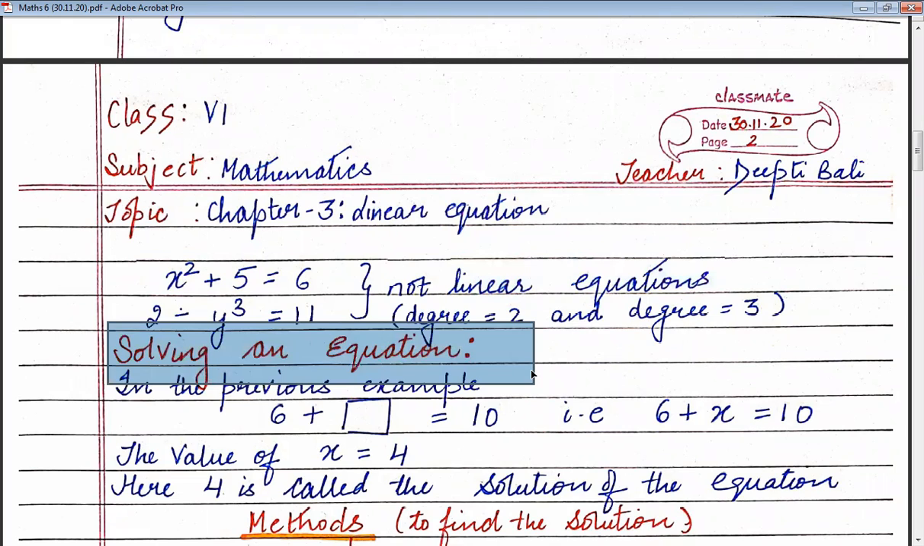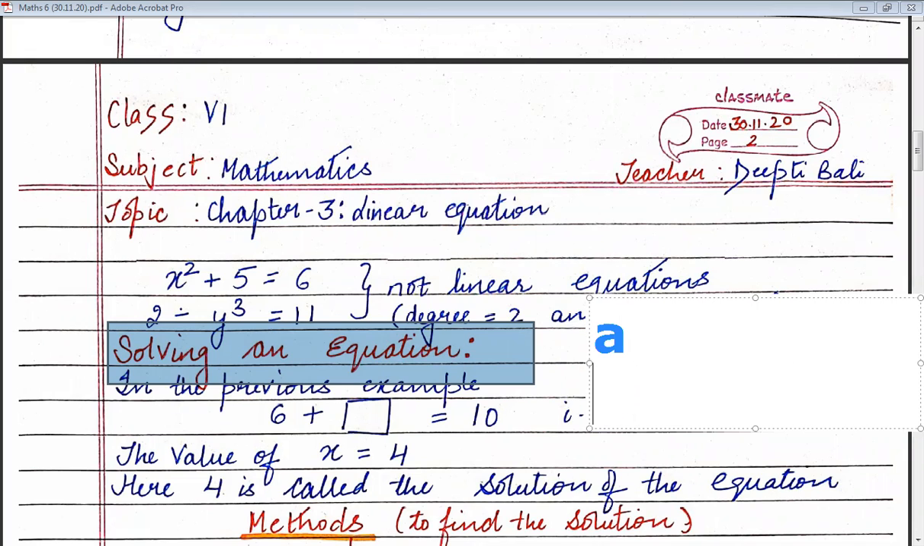Now children, you all know that in an equation we have one unknown variable. Every time in an equation you will have an unknown variable. Let me write a few examples. Like you have a plus 5 is equal to 7.